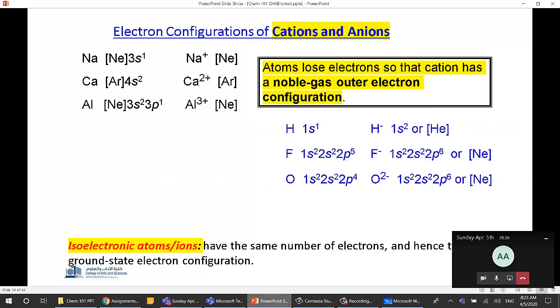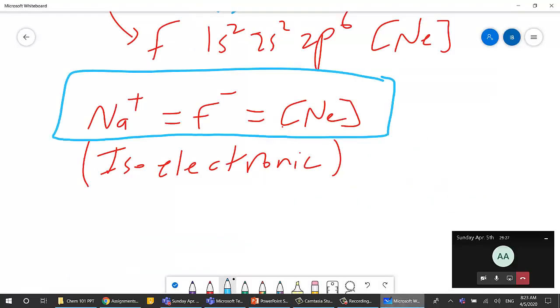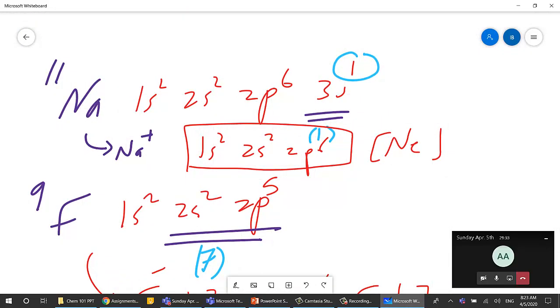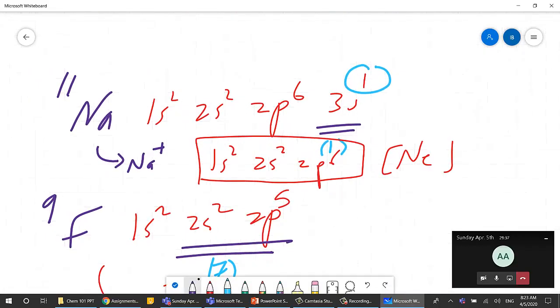By the way, when you write the full electron configuration for sodium, 1s2 2s2 2p6, this is called the full electronic configuration. When you write sodium as [Ne] 3s1, that's called the condensed electronic configuration.